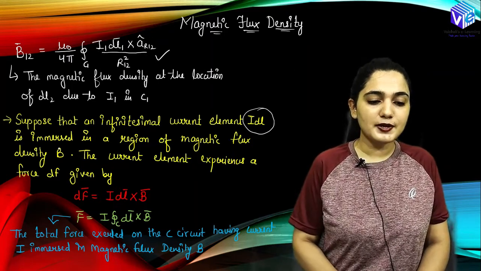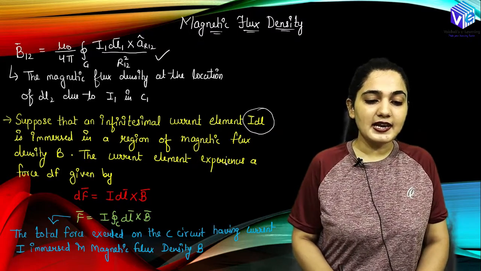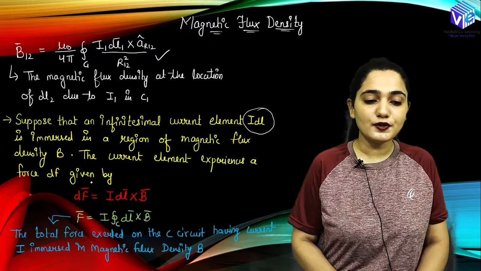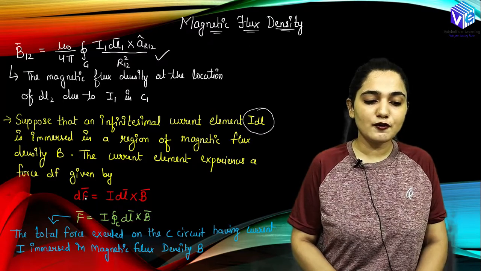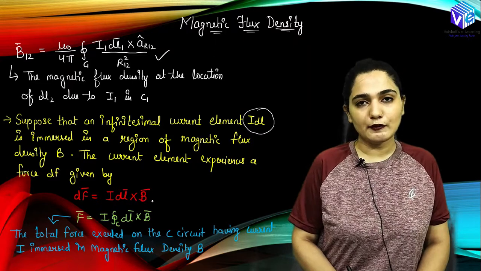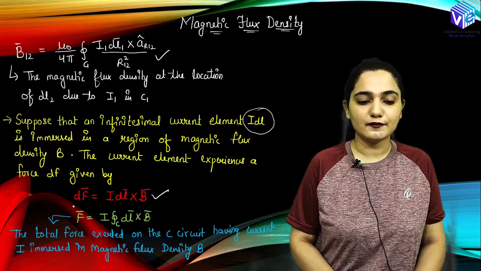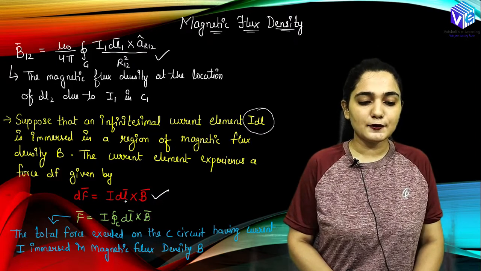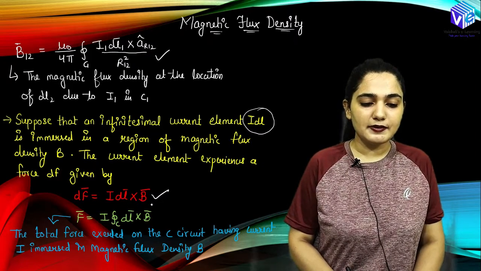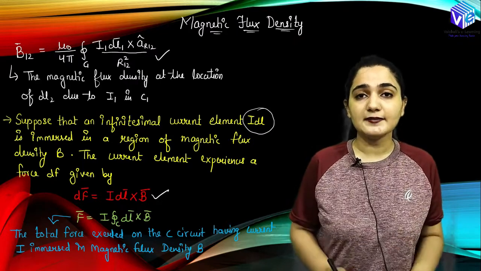So if I have immersed it in a region of magnetic flux density B, the current element experiences a force, and how can I represent the force? Force would be dF, which will be equal to I dl cross B, right? So this is how I can represent the force. So dF is equal to I dl cross B vector. Now this was the force due to the infinitesimal element.